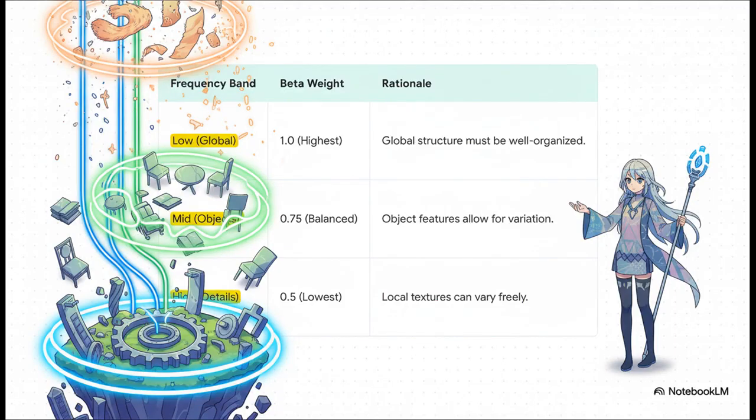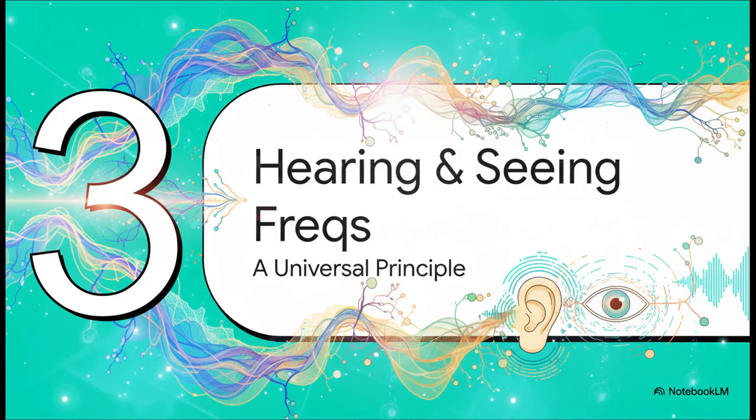So, here's the crucial part. How does the model actually enforce these layers? It uses something called beta weights to create what they call a gradient of constraints. Basically, it's super strict with the low-frequency, big-picture stuff. I mean, chairs don't just float in midair, right? But it's way more flexible and creative with the high-frequency details, allowing for all sorts of variation in things like fur or fabric textures.